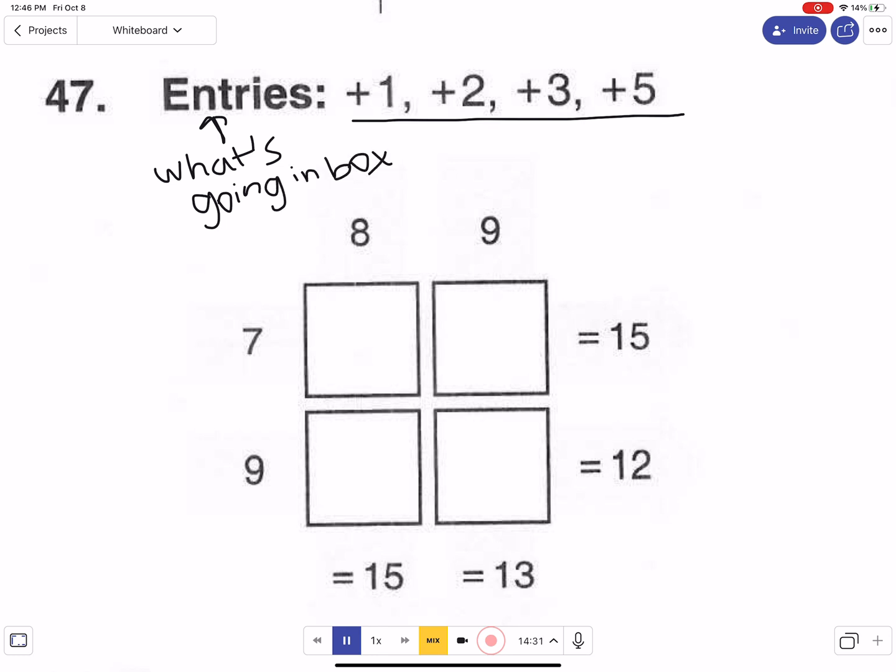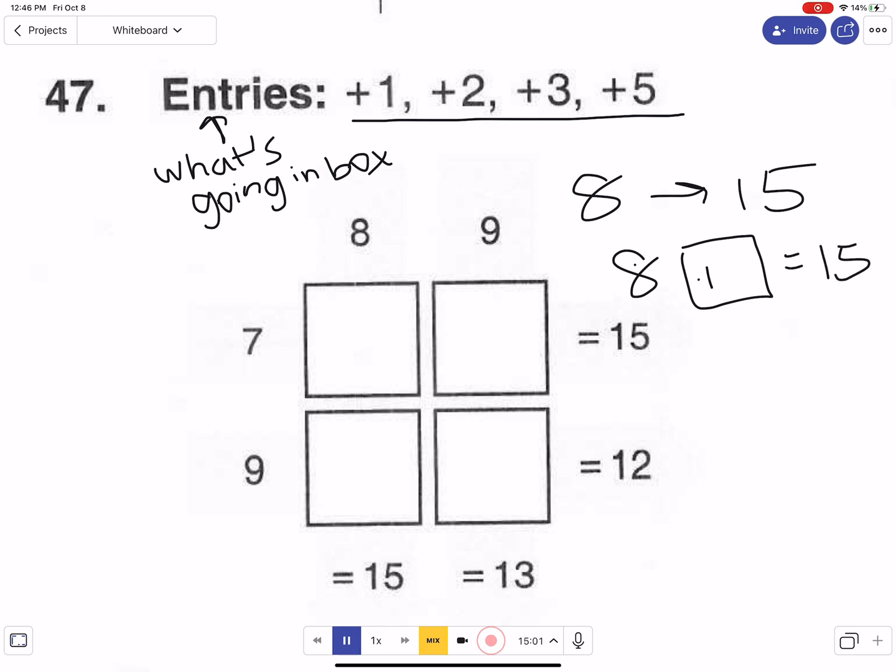Okay, so these should fill these boxes here. So let's see. How should we figure this out? To get from 8, let's do this row first. I always like to start with the left column, but you can start basically wherever you want. So to get from 8 to 15, what do we need? To get from 8 to 15, we add 7. 8 plus 7 is 15, right?